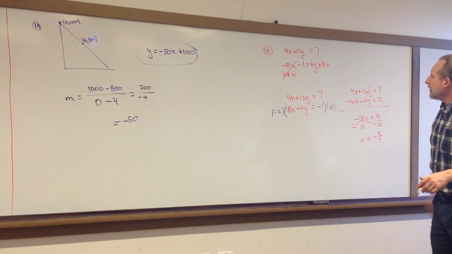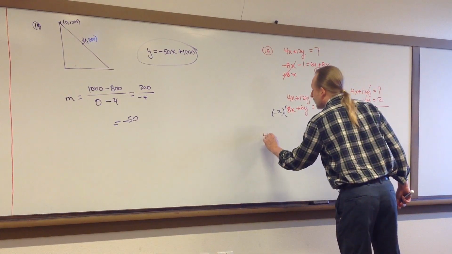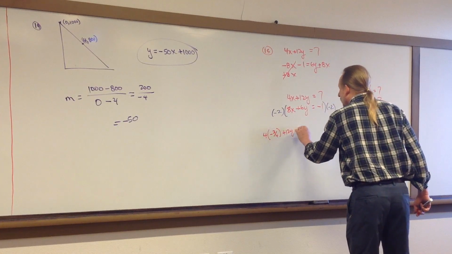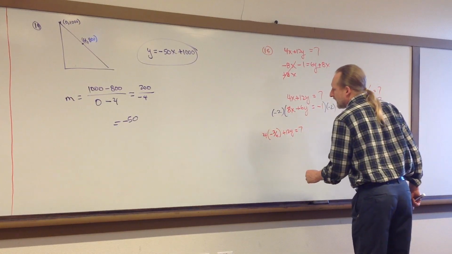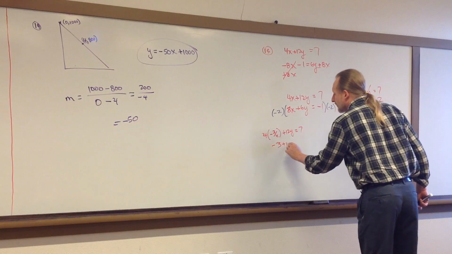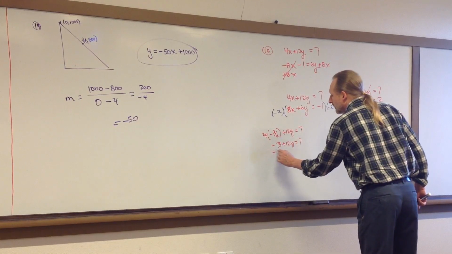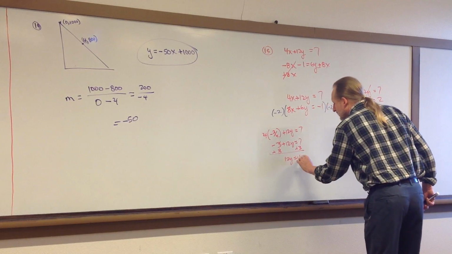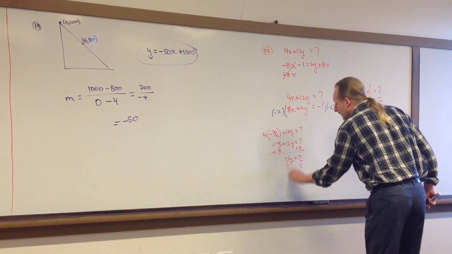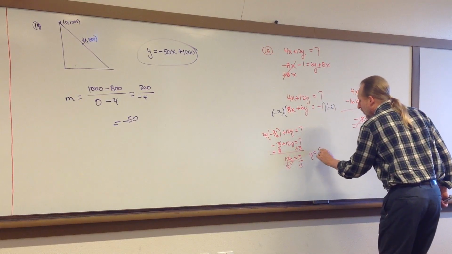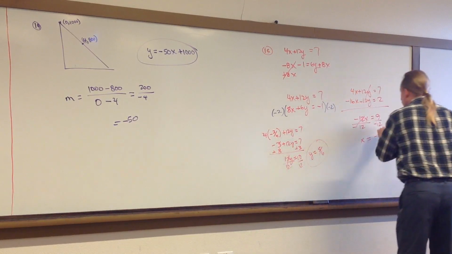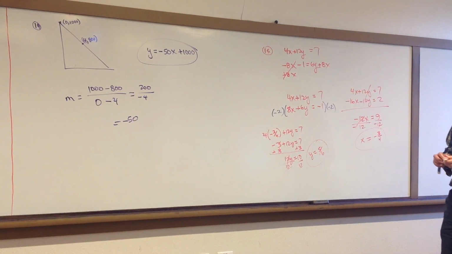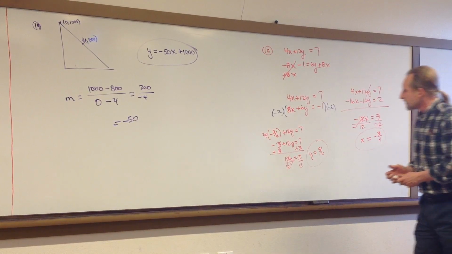Okay, well then we'll come back over here and plug that in for x, and then find out what y is. So these 4's cancel, so we'll have -3 plus 12y is 7. Add the 3 over here. 12y is 10. And when we divide on both sides by 12, y will come out to be +5/6. So there's our answers. x is -3/4, y is +5/6.